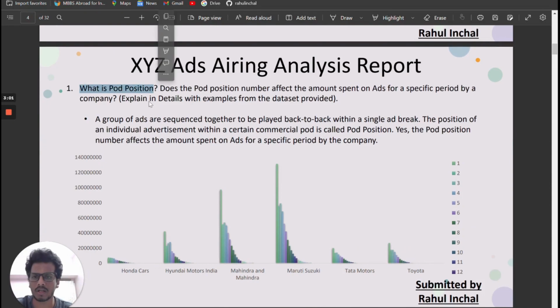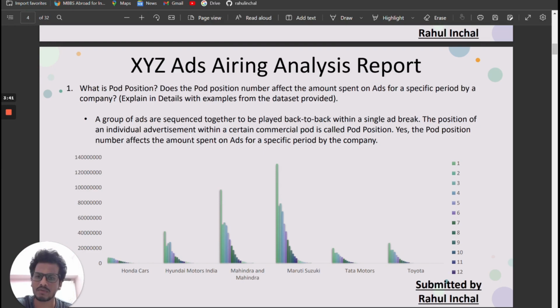Now what do you mean by pod position, guys? Pod position is when a group of ads are sequenced together to be played back to back within a single ad break. For example, if you watch a video on YouTube or watch television, there is one set of ads which comes on. Take YouTube: at the start of the video there will be an ad, or in the mid roll, or at the end roll. So this is basically the rough idea about pod position.